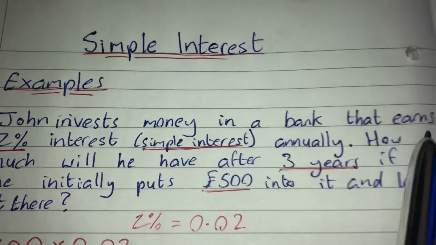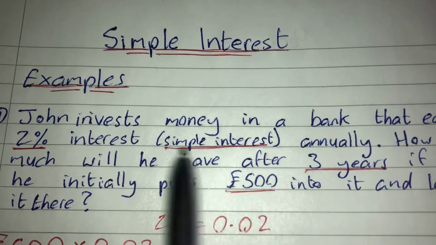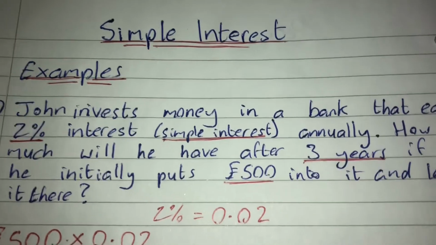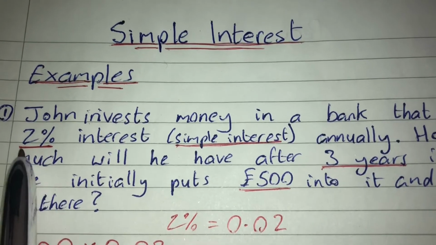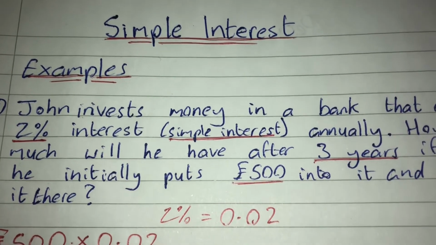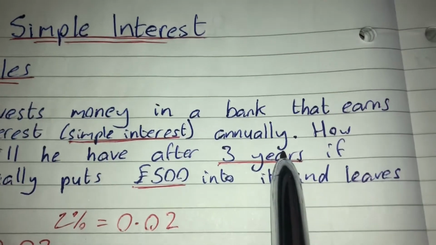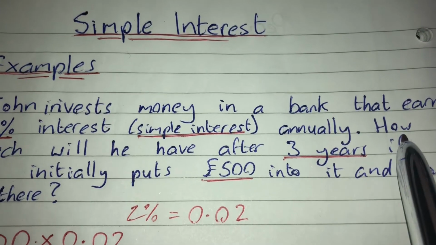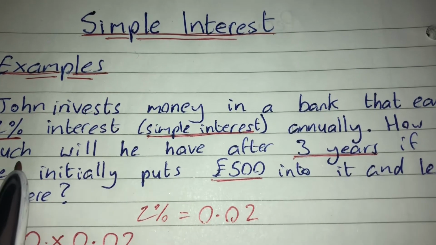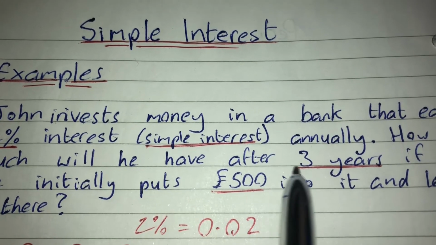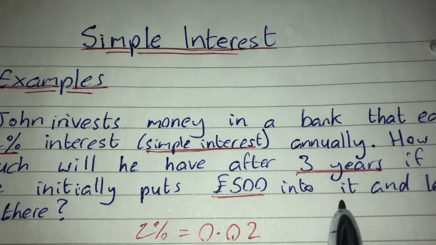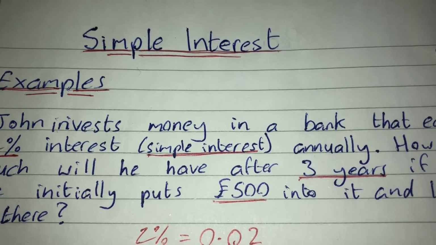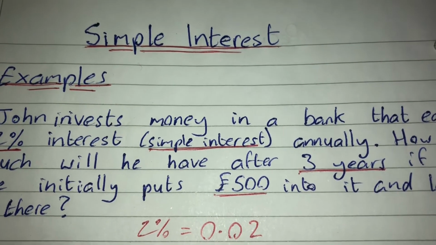And again, a lot of these types of questions are worded questions, normally something like this. John invests money in a bank that earns 2% interest, and again it indicates to us here that it is simple interest, and I would always encourage you to underline or highlight the important information within the question. Annually, so that means every year it will gain 2% interest that's added on, and that's how it would work within this type of savings bank account. It then asks how much will he have after 3 years if he initially puts £500 into it and he leaves it there. So if he puts £500 into the bank account, he leaves it there for 3 years and he doesn't withdraw or put any money in, how much will he have after 3 years?